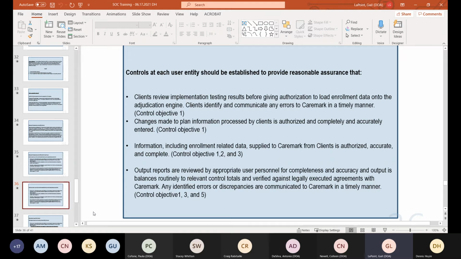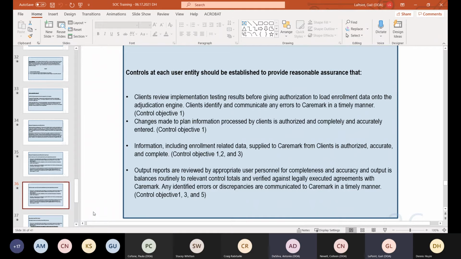So controls that each user should be establishing to provide reasonable assurance that the clients review implementation testing results before giving authorization to load enrollment data into the adjudication engine. Clients identify and communicate any errors to Caremark in a timely manner. That's our control objective 1.